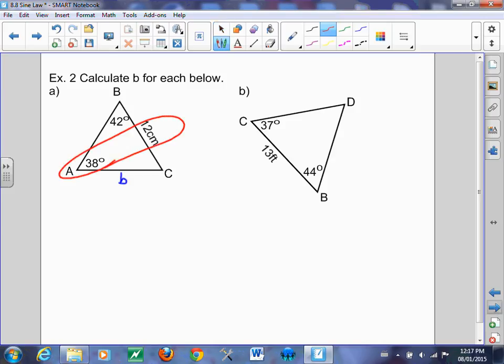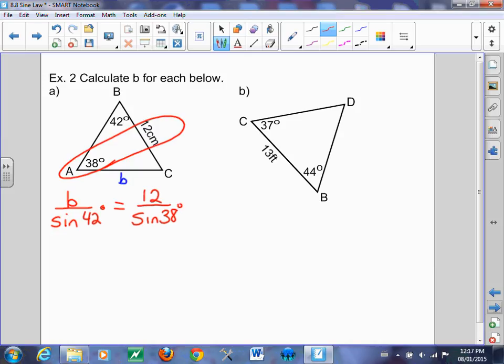So what I'm going to do, watch carefully here, is take the side that I'm trying to find, which is B, and divide it by the sine of its angle, the sine of the angle B, which is 42 degrees, equals, where is the information in the match that we have? The side A, which is 12, over sine of whatever the angle A is, which is 38 degrees.